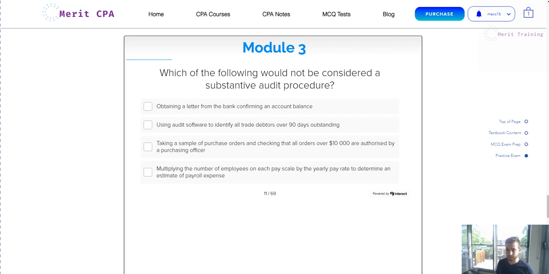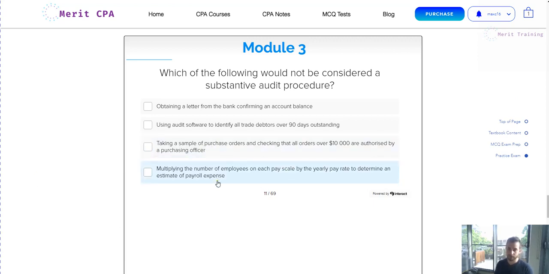So this is a test of control rather than a test of detail or a substantive analytical procedure, because you're checking that the control is a preventative and identifying process. In this case, they're checking two orders. So that's what they're doing internally. And by checking that the two are authorized, it helps prevent fraud, right? So that's a test of control. That wouldn't be part of the substantive audit procedure. So then most likely this is the answer we're looking for.